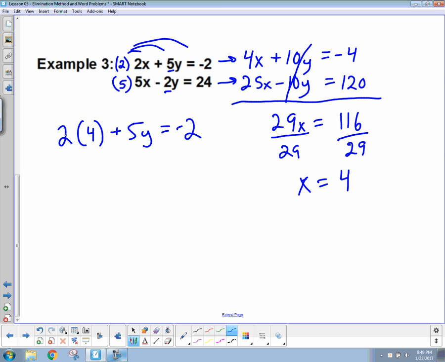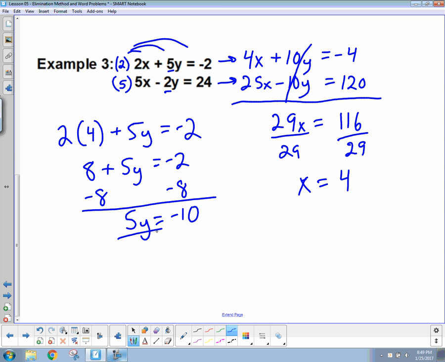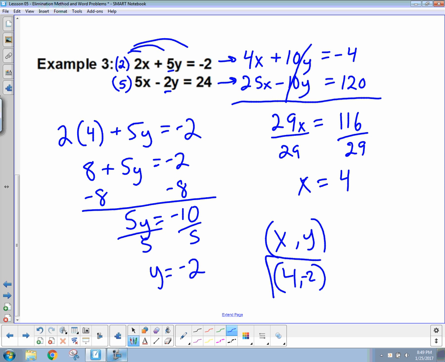2 times 4 is 8. 5y equals negative 2. Subtract 8 from both sides. Bring down your leftovers. Negative 2 minus 8 is going to be a negative 10. Divide by 5. y equals negative 2. Again, you need to write this as a coordinate pair. Okay, so 4, negative 2. I just put this here to remind you x and then y. Okay? All right, good. That should be it for your composition notes.